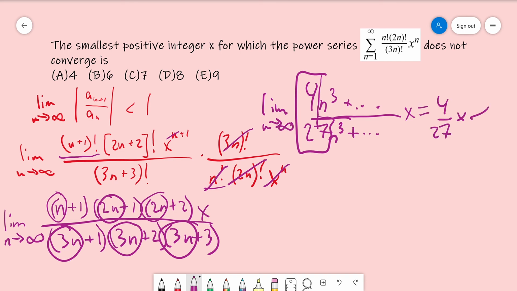And remember that we want this to be less than 1. That means that x has to be less than 27 over 4, or, what's 27 over 4? That's 6 3/4. Well, the smallest positive integer that's greater than 6 3/4, in other words, the smallest positive integer for which the series will not converge, is going to be 7, C.